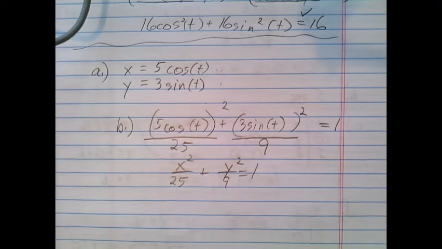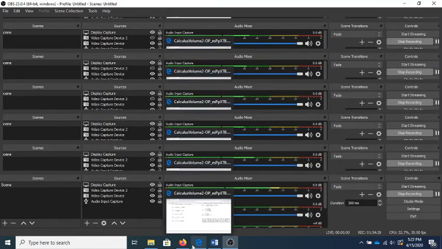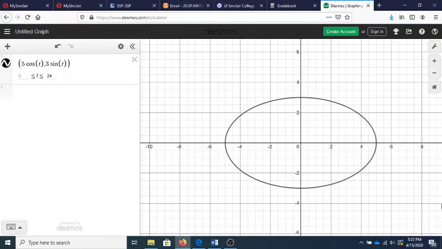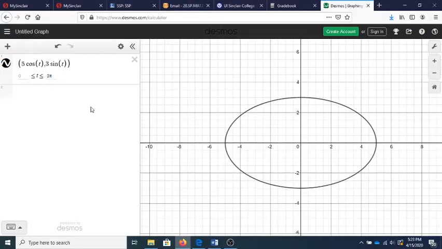Let's go over to Desmos and see if that looks right. Also, I need to remember to turn on my screen capture so you can see what I'm doing in Desmos. Alright, so let's try this out.